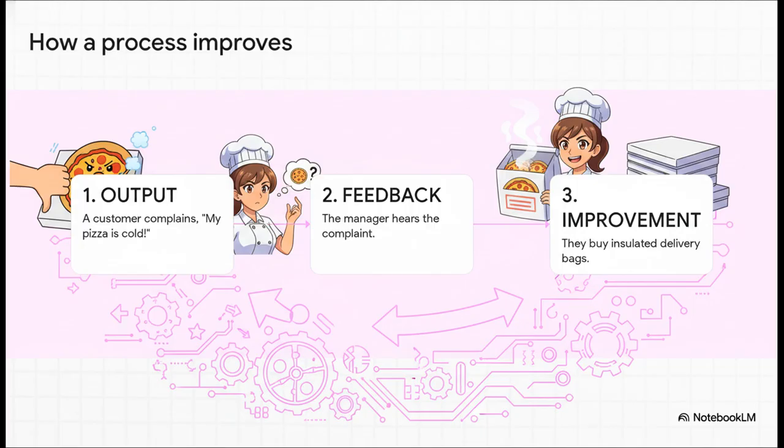A customer gets the pizza, that's the output, but they call and complain, "Hey, my pizza's cold." That complaint, that is crucial feedback. The manager hears it and uses that feedback to improve the whole process. How? They buy insulated delivery bags. That little loop is how good systems become great systems.